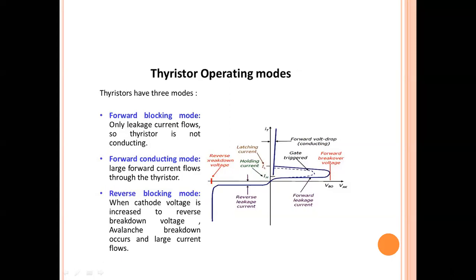Reverse blocking state. So cathode is going to be more positive, anode is going to be negative, junctions J1 and J3 are going to be reverse bias, junction J2 is going to be forward bias. Only a small leakage current is going to be moving through the device, making the device be in the reverse blocking mode. Okay, so then we need to consider the device in the forward conducting mode.